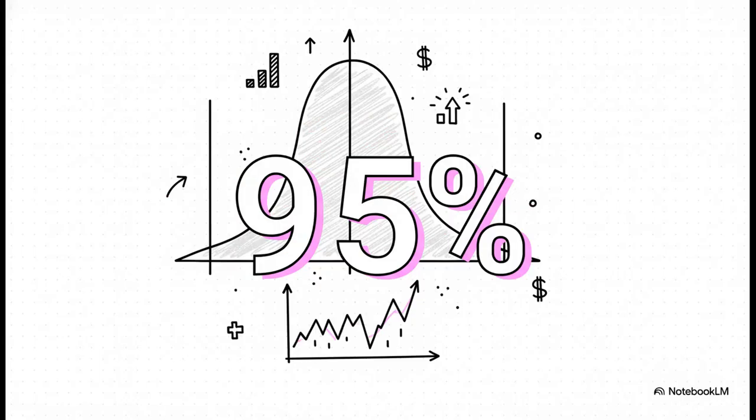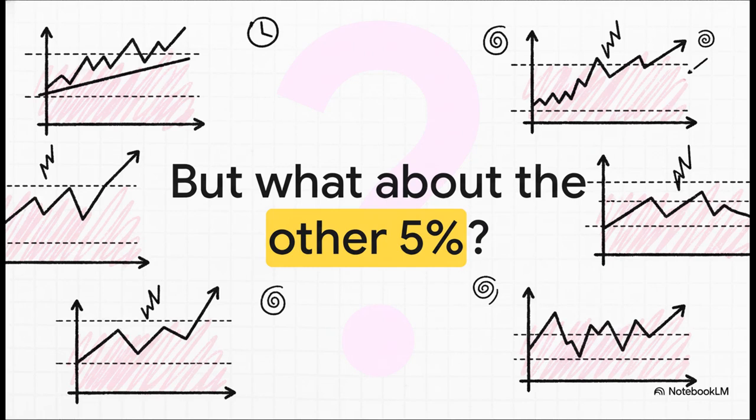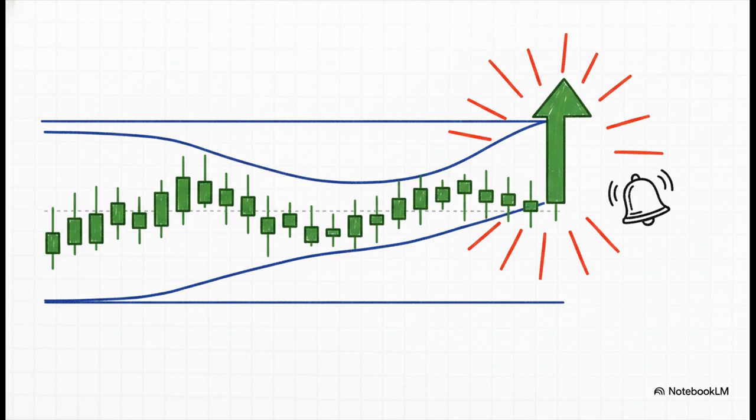Now, here's why this is so cool. Basic statistics tells us that for most things that follow a normal distribution, about 95% of all the action is going to happen within 2 standard deviations of the average. So these bands basically create a high probability zone, a normal range where the price should be trading. But that raises a really important question, doesn't it? If the price is supposed to stay inside those bands 95% of the time, what about that other 5%? Well, it means something significant is going on.